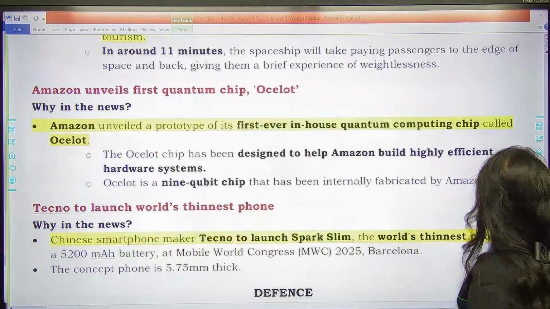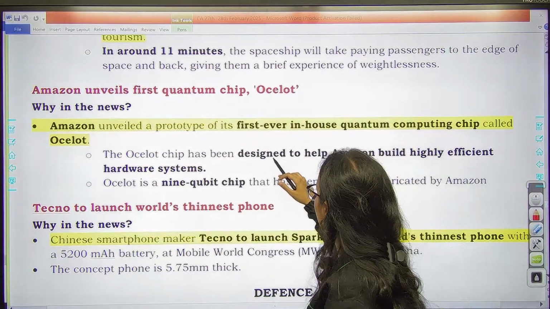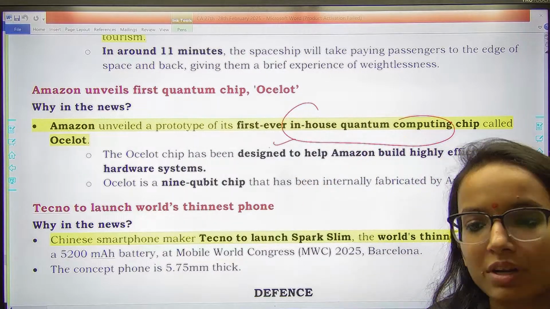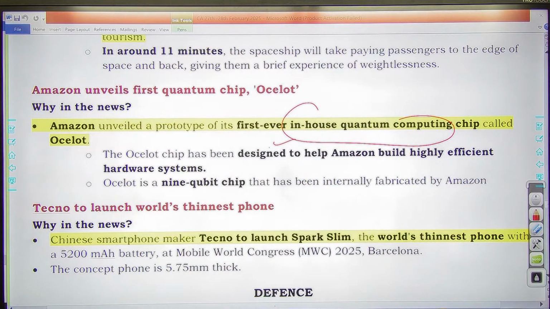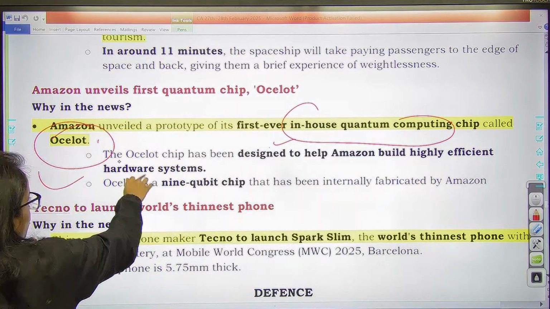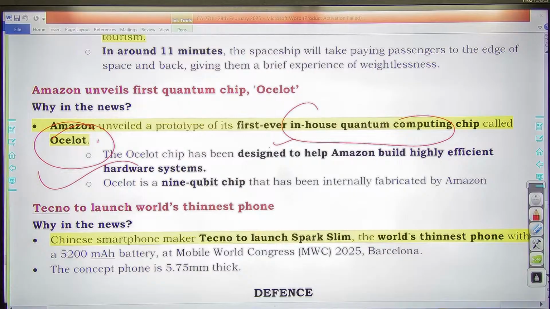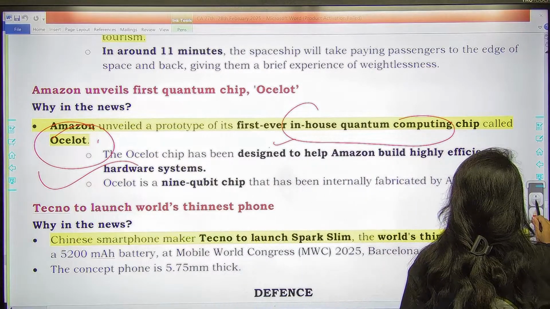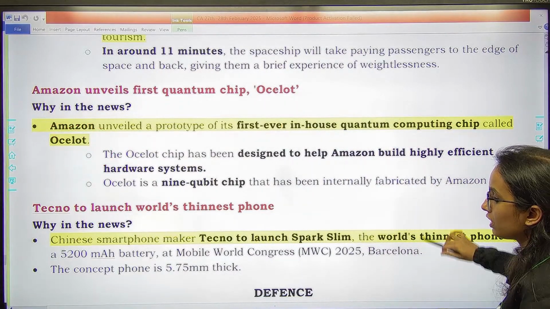Next one is Amazon has unveiled prototype of its first ever in-house quantum computing chip. ये हमने पहले भी कवर किया था. Amazon ने लॉन्च किया है Ocelot. So remember the name Ocelot. Ocelot is what? Quantum computing chip है. It will be having lot of applications into computer software hardware systems, right? So quantum computing chip है Ocelot, Amazon ने unveil किया है.